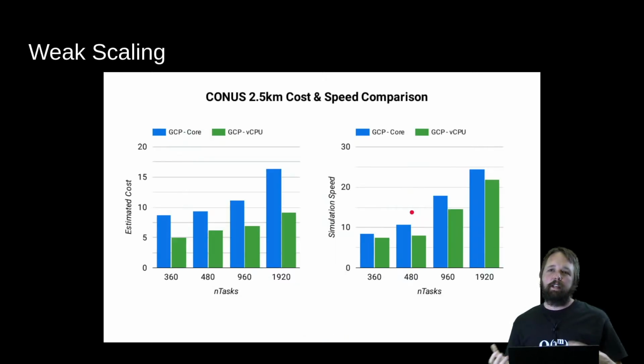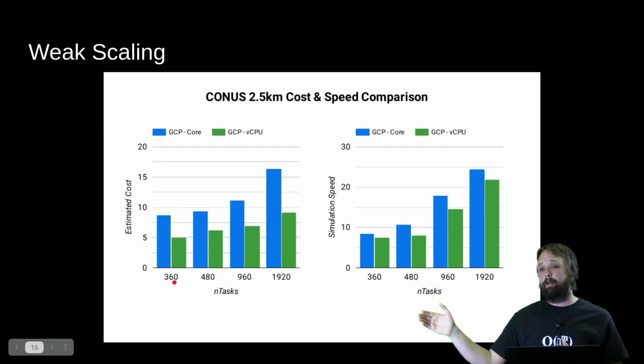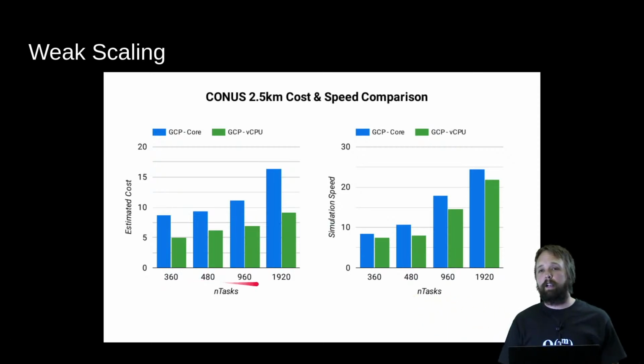All right, so let's take a look at cost and speed comparison here. On this chart, we're looking again at CONUS 2.5, and now we're looking at how this scales as we increase the number of MPI ranks. From left to right, we go from 360 MPI ranks up to 1920. In blue, we're binding the MPI ranks to physical cores, so disabling hyperthreading. In green, we're binding those ranks to virtual CPUs, so we're actually trying to leverage those hyperthreads, okay?